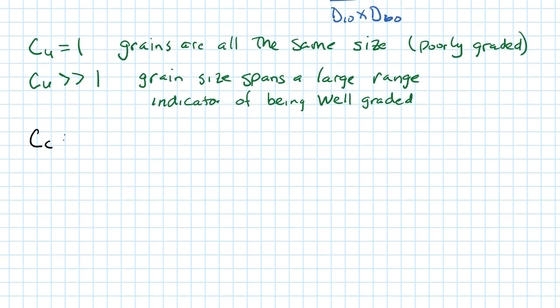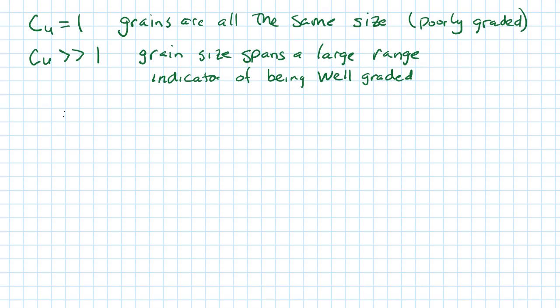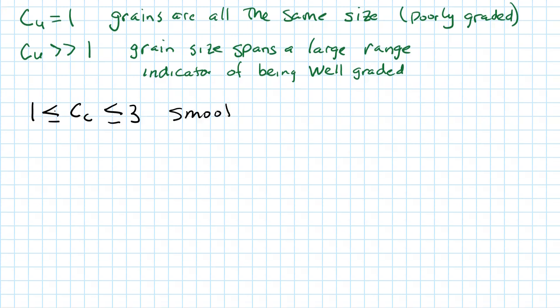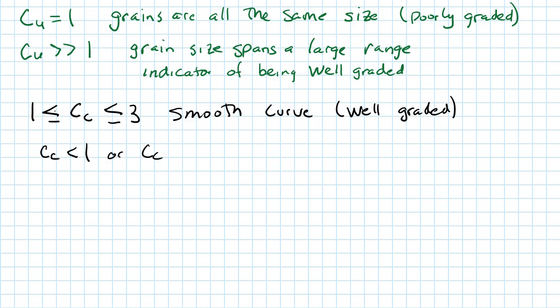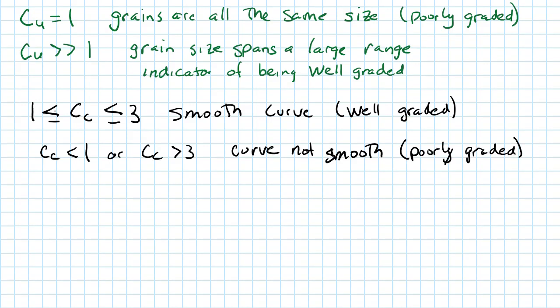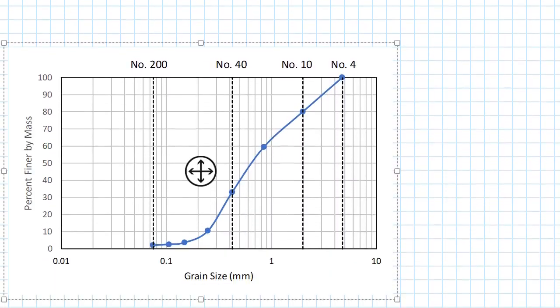If the coefficient of curvature is in a range of 1 to 3, that tells us that we have a smooth distribution or a smooth curve. So that would be an indicator that tells us, hey, this is well graded. If our coefficient of curvature is less than 1 or greater than 3, then the curve is not smooth. And so that would indicate that this is a poorly graded soil.